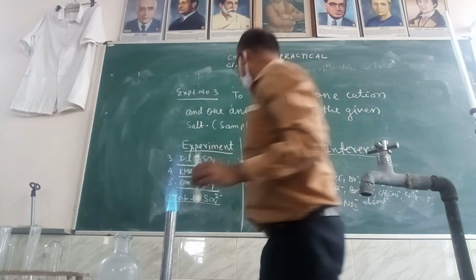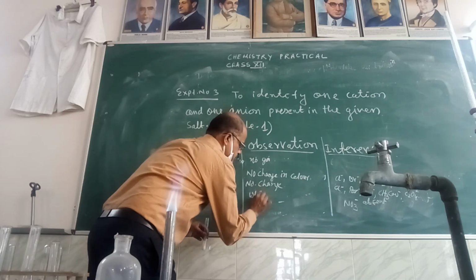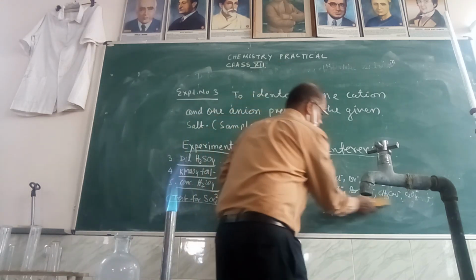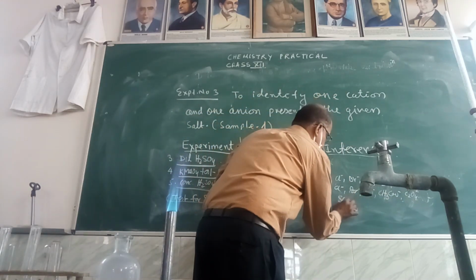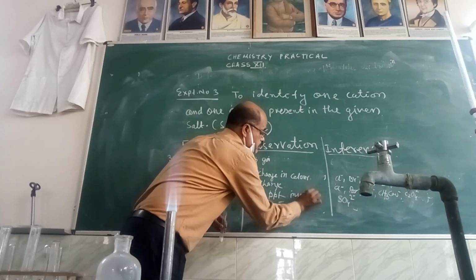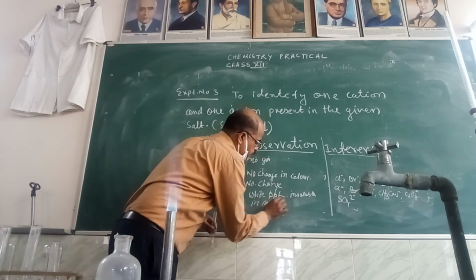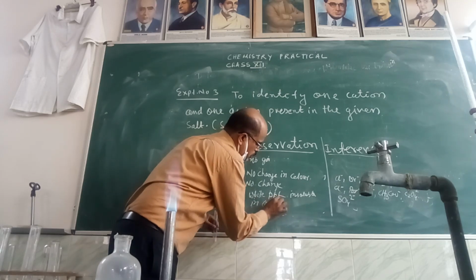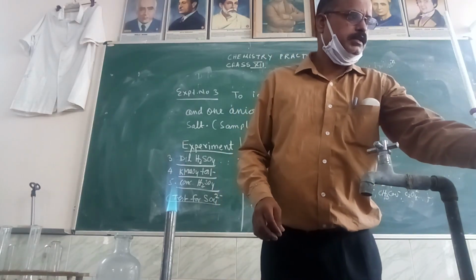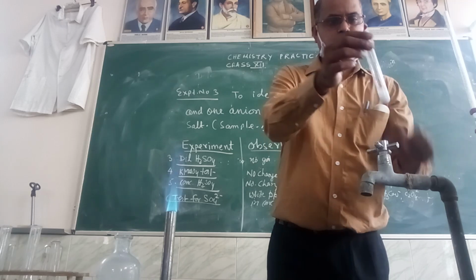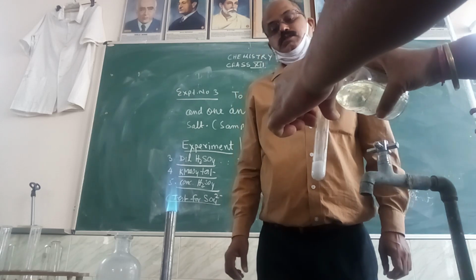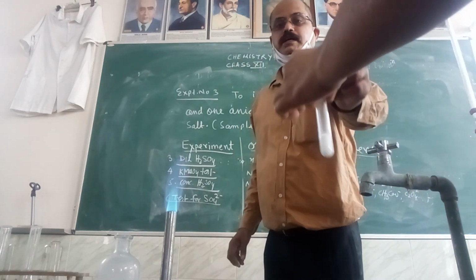So the formation of white precipitate indicates the presence of sulfate ion in the given salt. Sulfate ion. White precipitate insoluble in conc HCl. If it were soluble it would be sulfide, but this is insoluble in conc HCl. Okay, add a little conc HCl and see. Nothing is happening. It is insoluble in conc HCl.